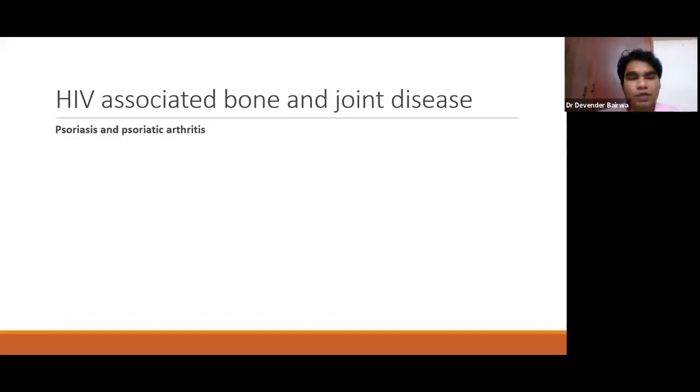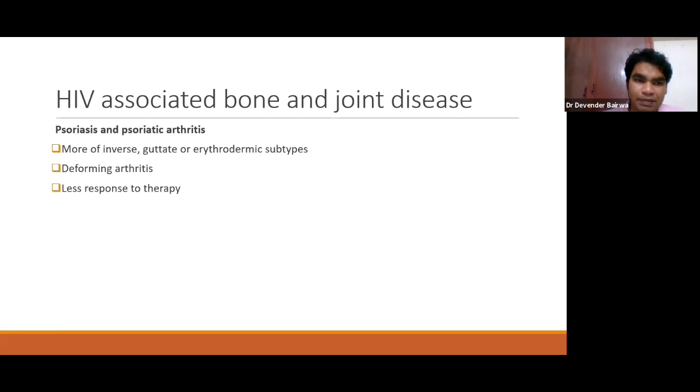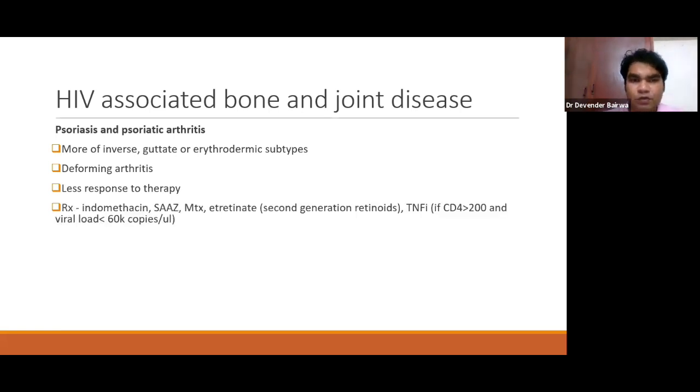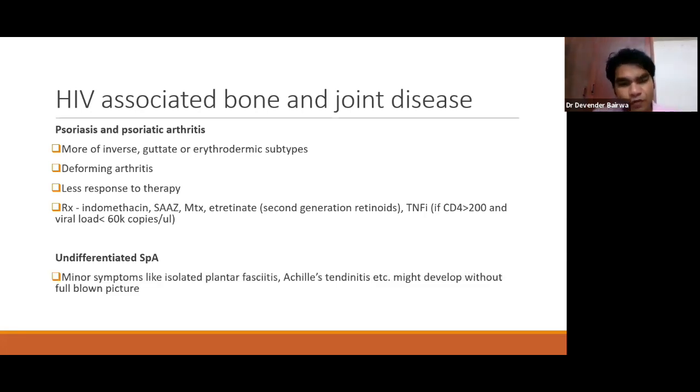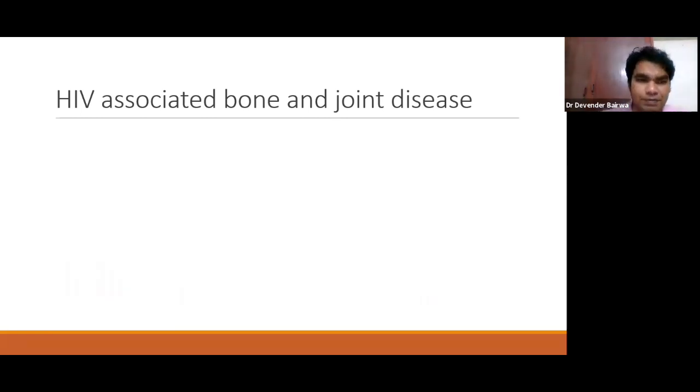Okay. So psoriasis and psoriatic arthritis can also be seen there. Generally, more of the inverse, guttate or erythrodermic skin subtypes will be there. Then deforming arthritis can be there, with less response to therapy. The treatment of psoriatic arthritis and rheumatoid arthritis is generally the same. Some patients can present with undifferentiated SpA. It means they will not have full features. They will present with minor symptoms like isolated plantar fasciitis or Achilles tendinitis. These can be single features, and they might develop without any full-blown picture of SpA. So this can be taken as undifferentiated SpA in these patients.